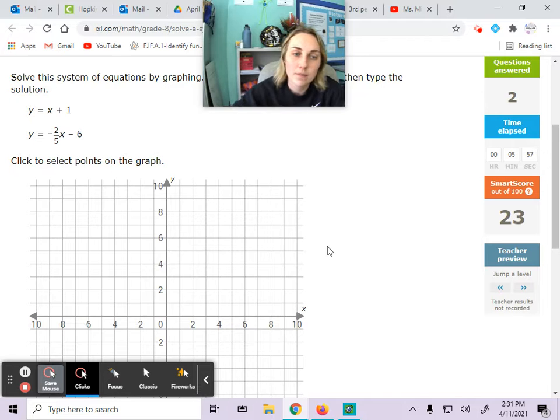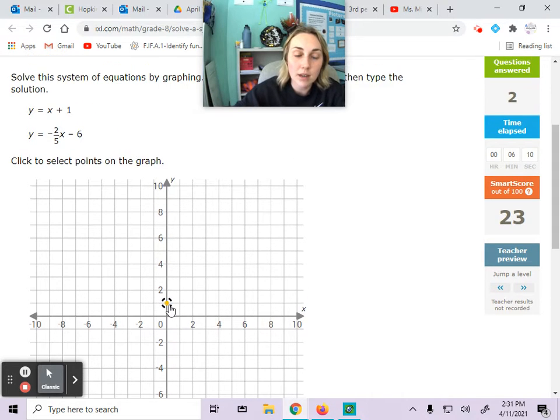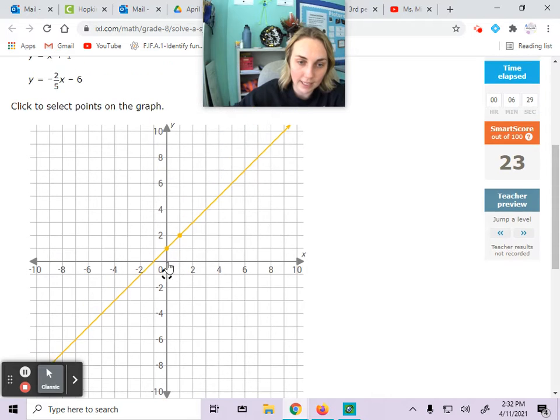Alrighty, so same thing. I'm going to do the same thing here. I'm going to plot my first equation first. My first equation has a y-intercept of +1. So I'm going to find +1 on my y-axis. +1's right here. Great. So now I'm going to use the slope. Guys, again, when you have an x by itself, the slope is going to be 1 over 1. Anytime you see x by itself, it's going to be 1 over 1. Okay? So that means I'm going to rise 1, and I'm going to run 1. That's my first line.